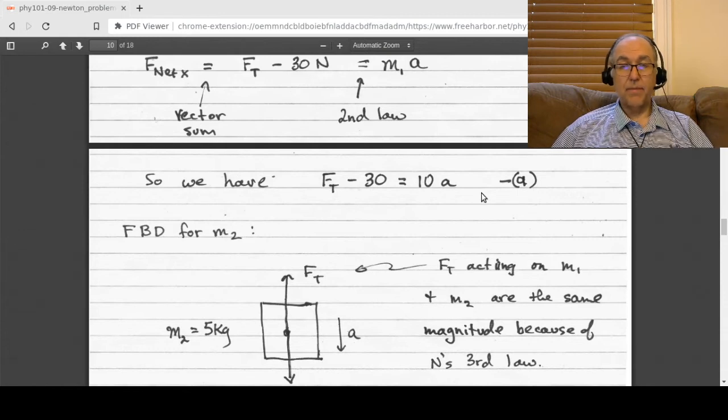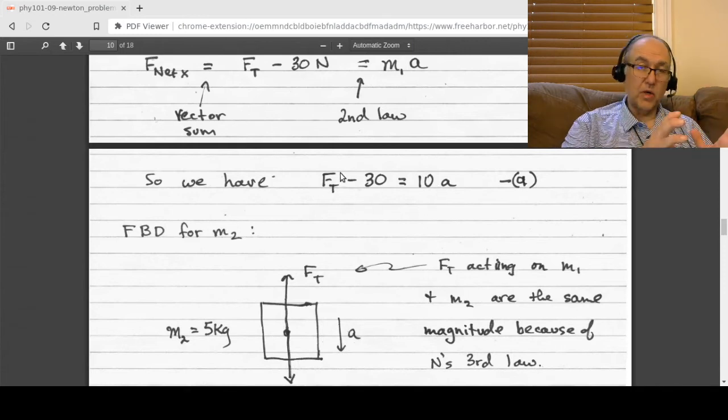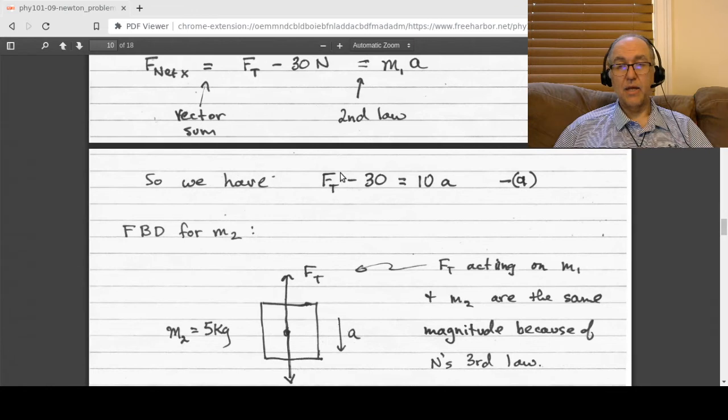And you go, I can't solve that. Right, you don't know Ft and you don't know A. This is very typical in these problems. You're going to get two unknowns, and if you just analyze one of the blocks, it's not going to be sufficient. You're just going to get one equation with two unknowns, okay? So here we go. We got equation A from our free body diagram analysis of M1, and it's got two unknowns in it, Ft and A.